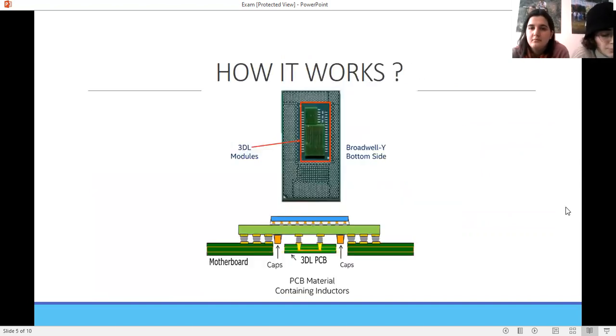Now, Mariam will explain in depth how it works. Yes, I will explain how it works, and this part will include the speeds of transfers, clocks, and operations.